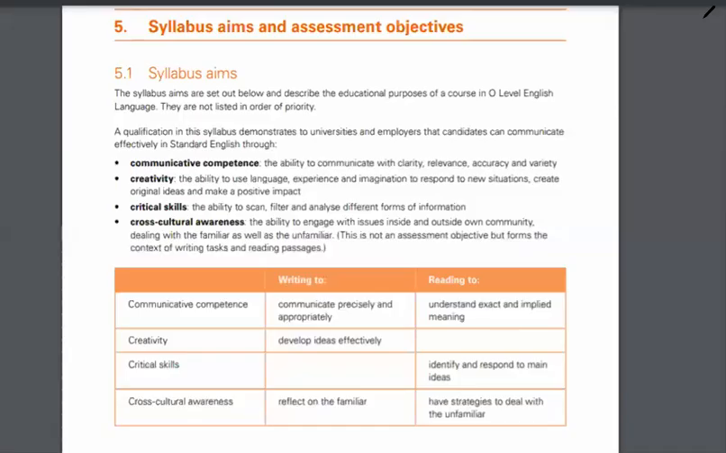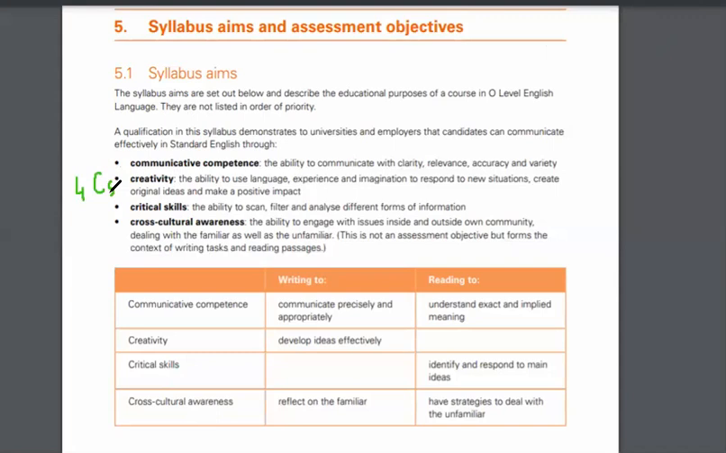Now, let's quickly have a look at the aims. The qualification in this syllabus demonstrates to universities and employers that candidates can communicate effectively in standard English through communicative competence, creativity, critical skills, cross-cultural awareness. Okay, these are the 4 C's. We call them the 4 C's of English.